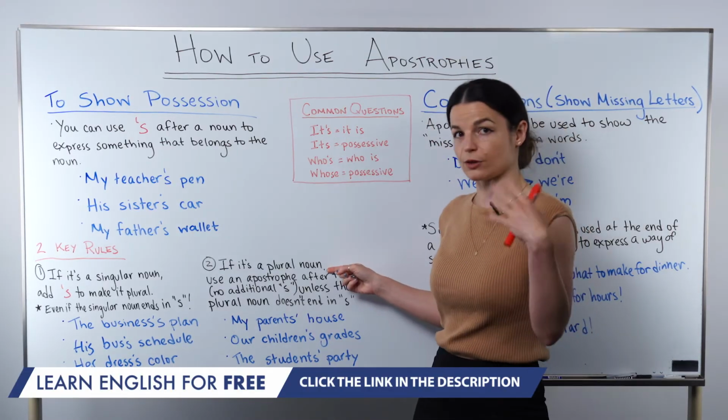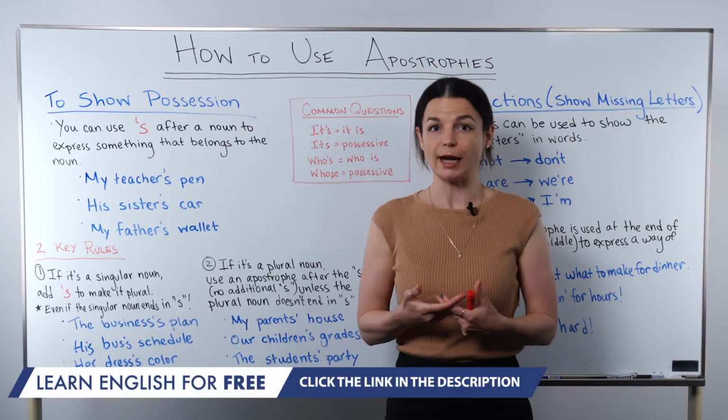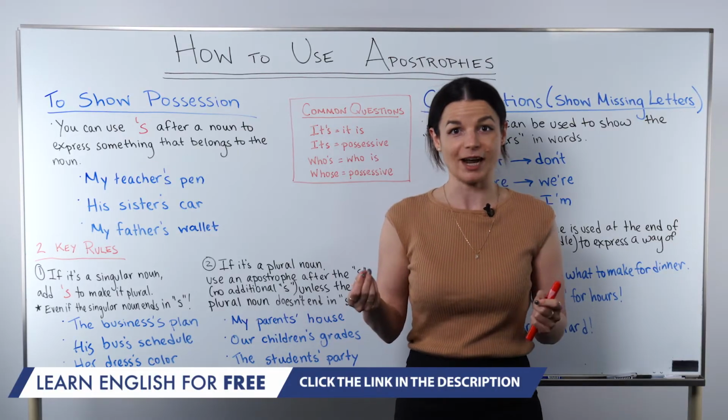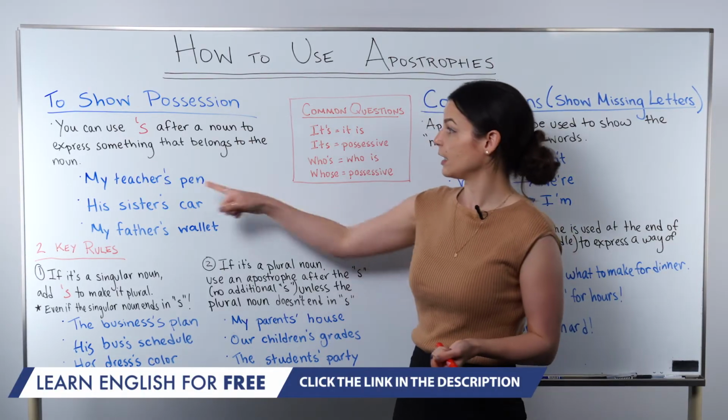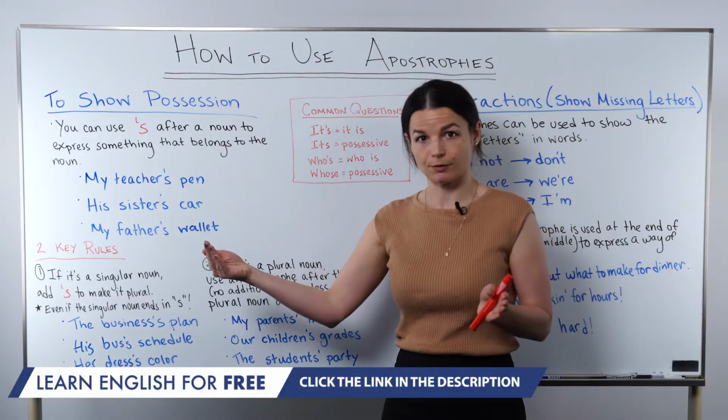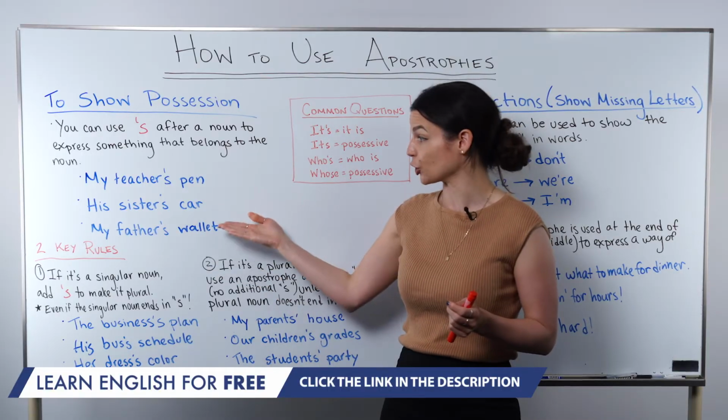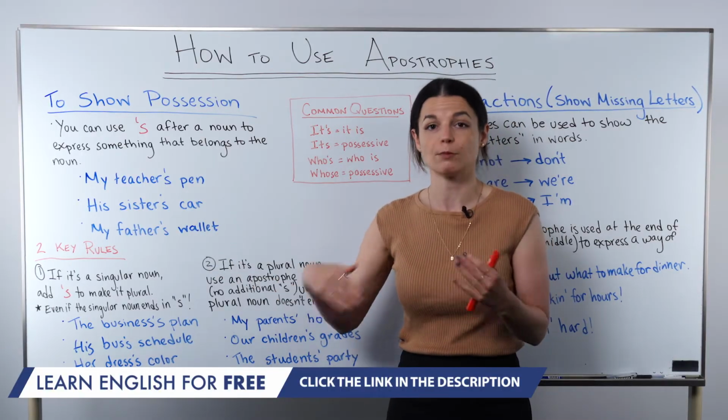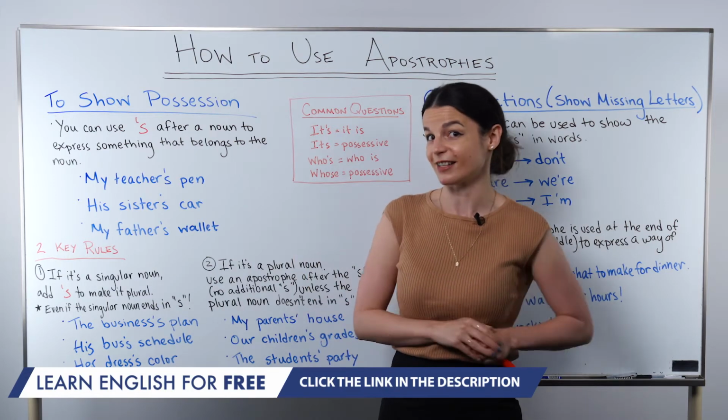So plural nouns, generally, when we create a plural noun, we simply add s to the end of the noun to make it plural, right? Like teacher becomes teachers, right? Or sister becomes sisters, or father becomes fathers, right? More than one of something. We add an s to the end of it.